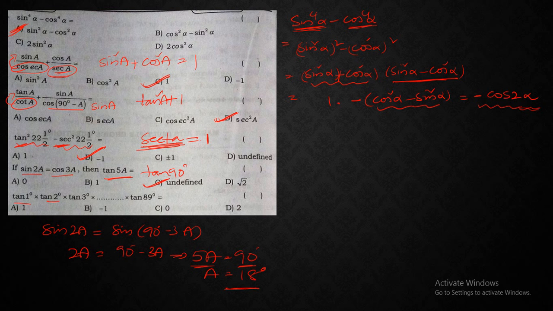Next, tan 1 into tan 2 into tan 3 into and so on, tan 89 degrees. So tan 1 degree and tan 89 degrees. How can I write tan 89? I can write tan 89 as cot 1. So tan 1 into cot 1, since they are reciprocal to each other, we can cancel them. Likewise all the terms will get cancelled, so we are going to get the value as 1. In the middle we are left with tan 45, which is also 1. Since all the terms make the product 1, the answer is 1.